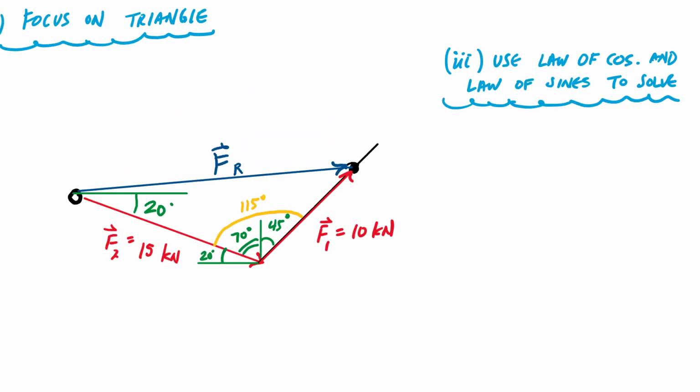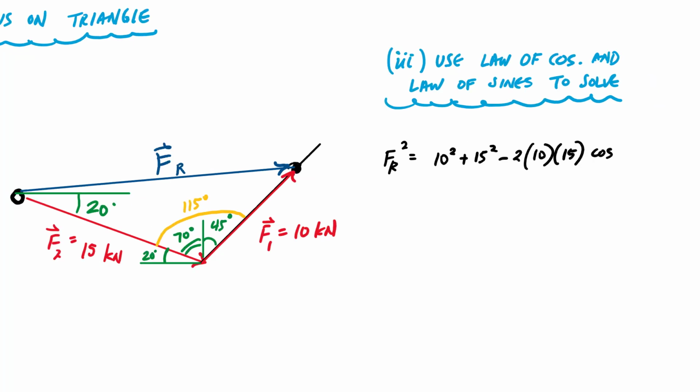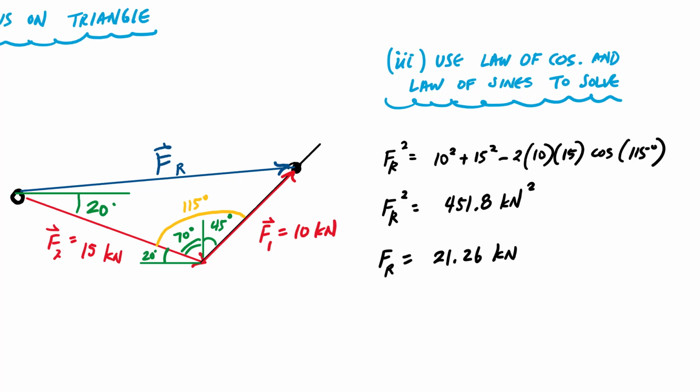So here I'd have that FR squared is cosine. I'm going to get 451.8 kilonewtons squared. Don't forget to take the square root here, and this would be 21.26 kilonewtons. This is the magnitude of the resultant. Then I want to present my final result as a magnitude and direction.